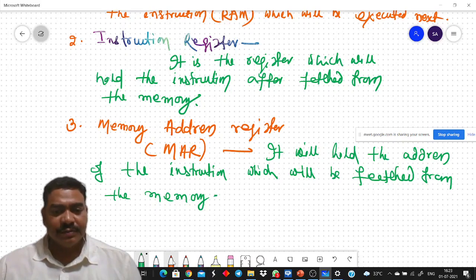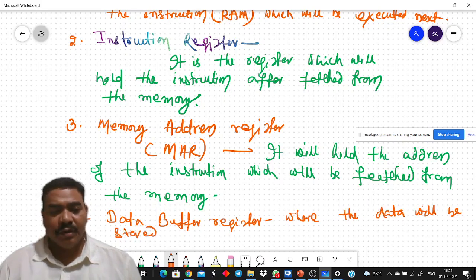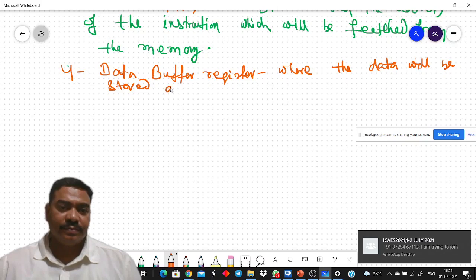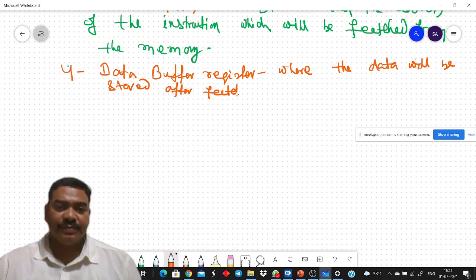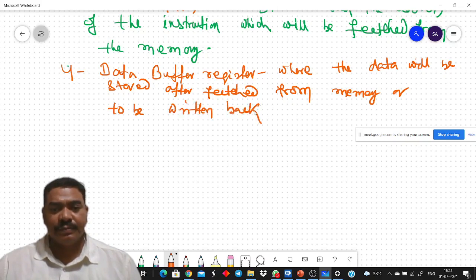Next, fourth is the data buffer register, where the data will be stored after being fetched from memory, or to be written back to the memory.